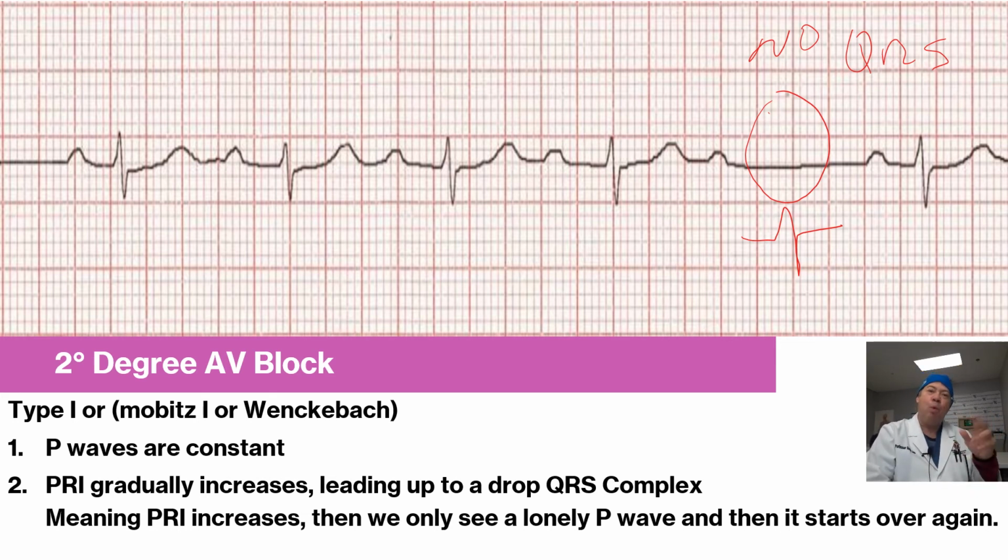So in type 1 or Mobitz 1, we have P waves that are constant. They are always there. The PR interval is increasing up to one point that we only see a P wave. That's it, without a QRS complex. So when we see a PR interval that is getting prolonged, and we have only a P wave without a QRS complex, that's how you identify Mobitz type 1. So una vez más, mirando solamente el intervalo PR, si tenemos ondas P y el intervalo PR se mantiene prolongándose por encima de 0.20, y llega un momento que solamente hay una onda P sola, sin el QRS, ese es el tipo 1 o Mobitz tipo 1.